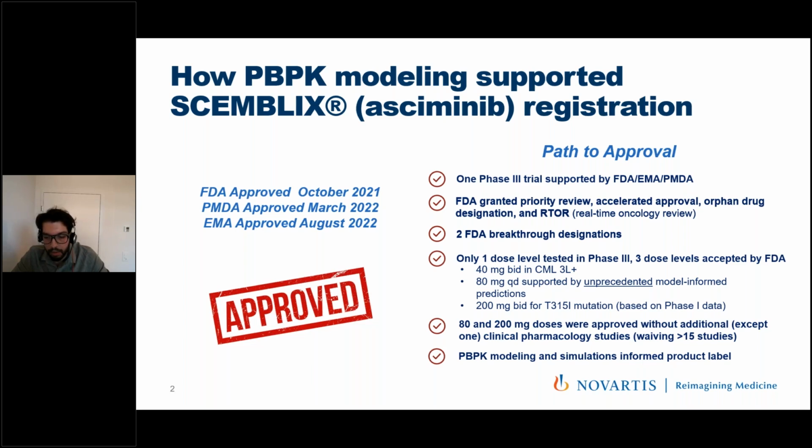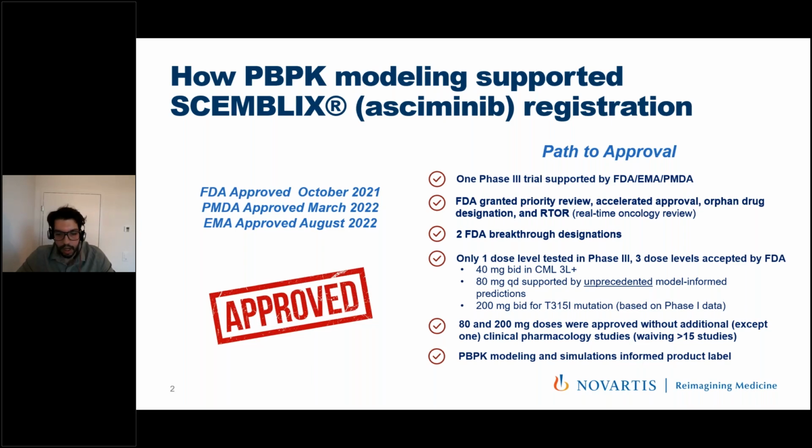So the 40 milligram BID in third line CML, where we had the phase 3 trial, and additionally 80 milligram QD and 200 milligram BID, particularly for patients with the T315I mutation. We will look a little more at the approval of these 2 additional doses in the upcoming slides. For the 80 and 200 milligram doses, PBPK modeling and simulation played an instrumental role in the approval, as well as support by population PK and PK/PD analysis.